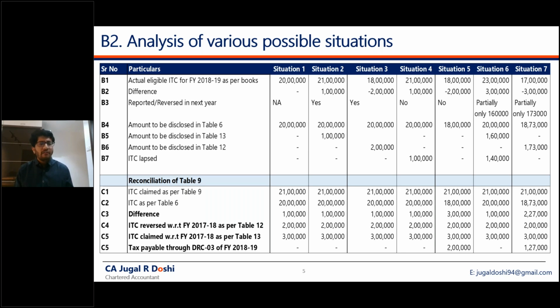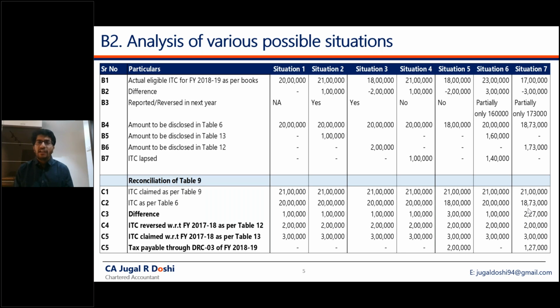It is also important to have reconciliation of ITC. Over here, for reconciling, we are going to take ITC claimed as per table 9. So we are not taking the entire amount, but only the ITC portion and not ITC plus cash, which was considered for supplies. So when I compare both of them, 21 lakhs versus 20 lakhs, there is a difference of 1 lakh, but it is in respect of FY 17-18 transactions. So there is no difference for FY 18-19 transactions and hence no tax payable through DRC 03.